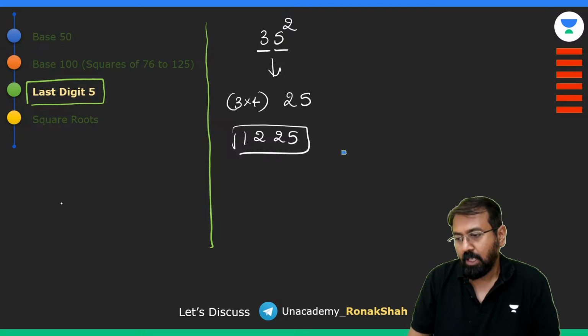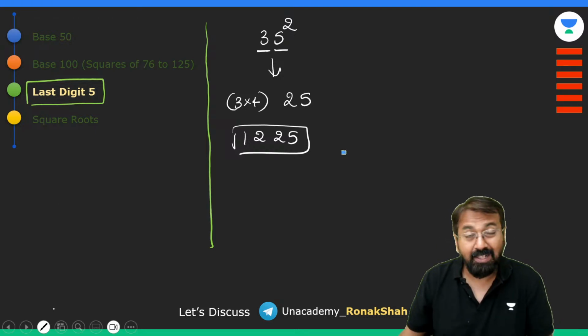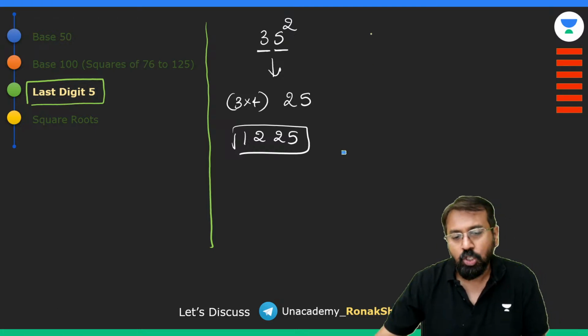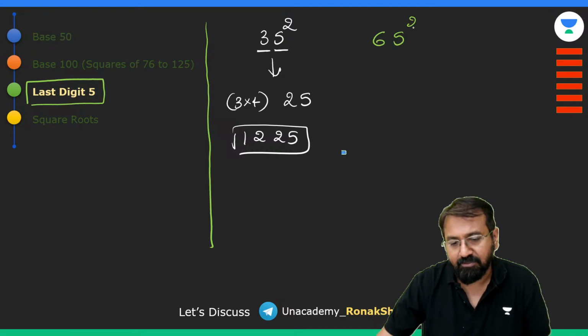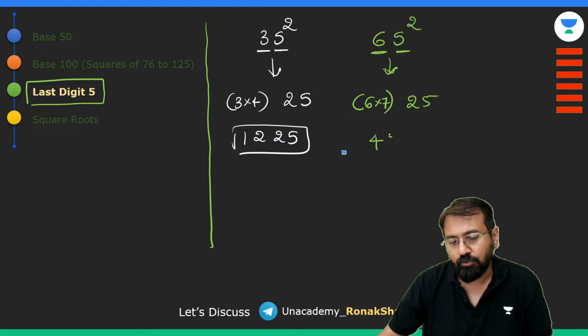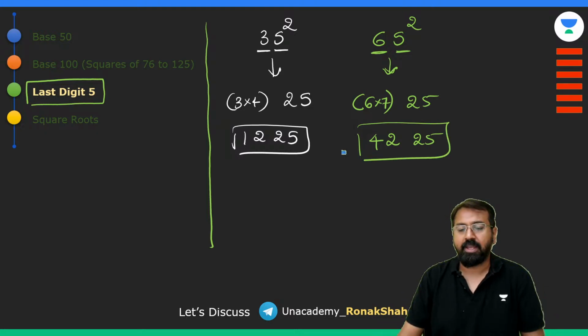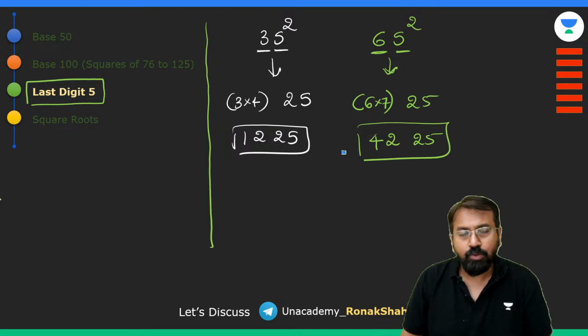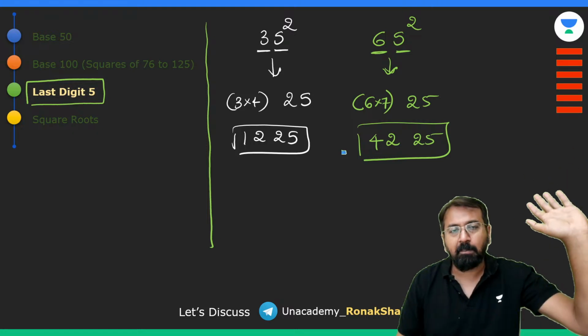Guys, can you do it this way? Everyone? Isn't this easier than base 50? For example, you want to find out the square of 65. What you'll do is just write down 5 square, that is 25, and multiply 6 with the next number. So 6 into 7. What is 6 into 7? 42 and 25. So 4225 is the square, right?